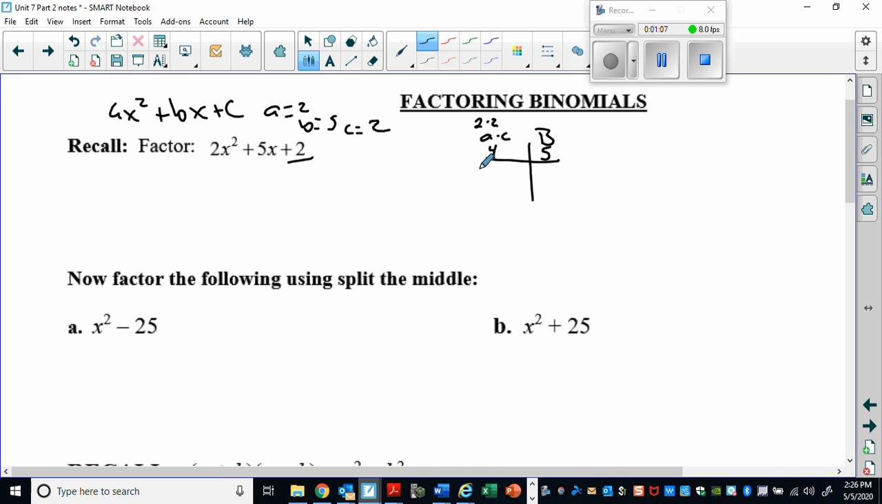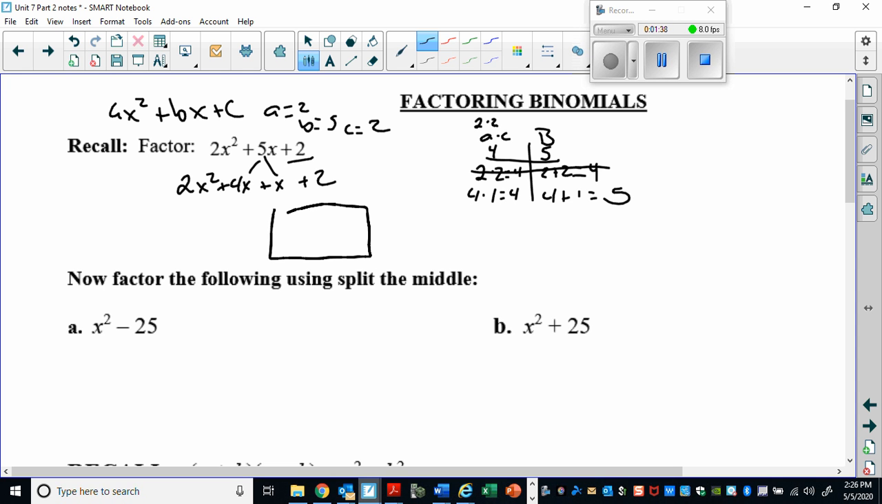So first, let's try 2 times 2. So 2 times 2 does give us 4, but 2 plus 2 equals 4, so that doesn't work. So now we're looking at 4 times 1. 4 times 1 equals 4, and 4 plus 1 equals 5. So those are our magic numbers. Remember, we split the b term, so you're going to have 4x plus x, and then up here you'll have 2x squared. Then you're going to create your box, which you'll factor out of.